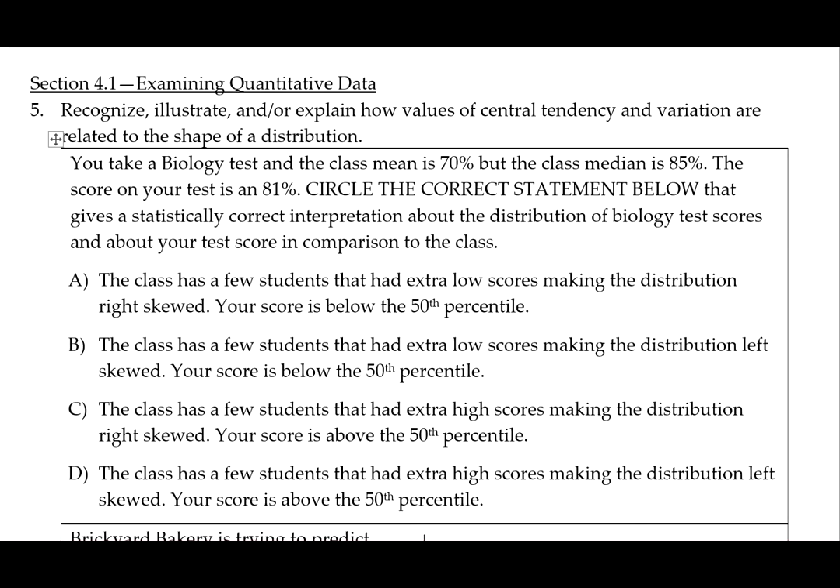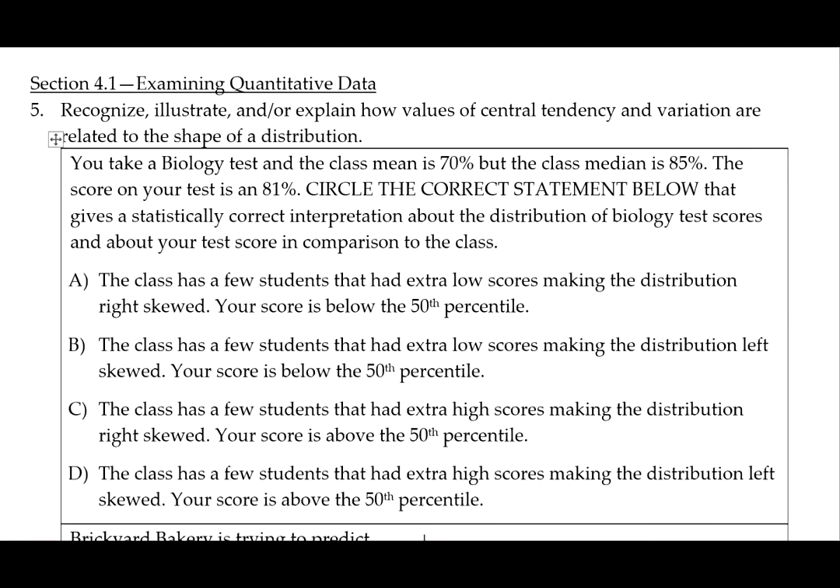The next concept that we need to know is how shape affects the mean and the median. The median is what we call a resistant measure, which means that if there's skewness or outliers, the median isn't really affected by that. The mean, however, is not resistant, and it gets pulled in the direction of any skewness or towards any outliers. So it gets pulled towards the longer tail in a skewed distribution. So if the class mean is 70% and the median is 85%, that tells us that the mean has been pulled further to the left towards the smaller numbers, which are on the left side of the number line. So therefore, this distribution is left skewed.